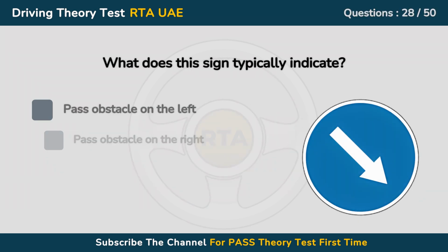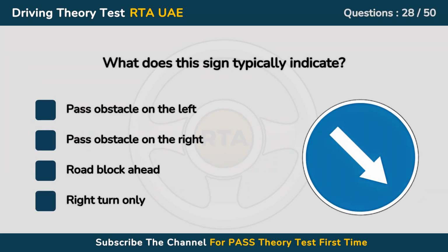Question 28. What does this sign typically indicate? A. Pass obstacle on the left. B. Pass obstacle on the right. C. Road block ahead. D. Right turn only.